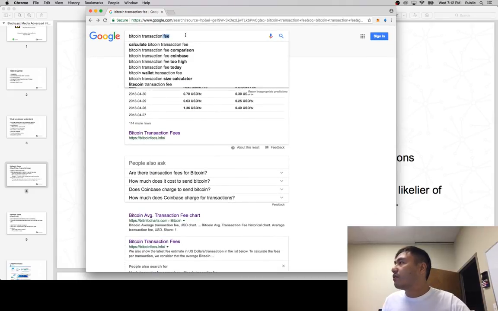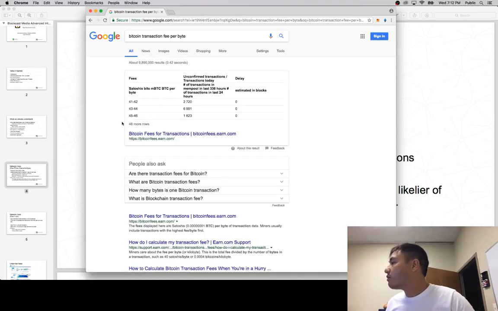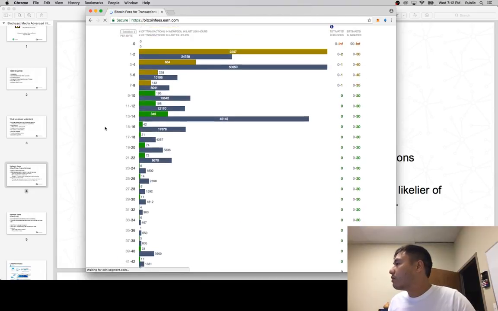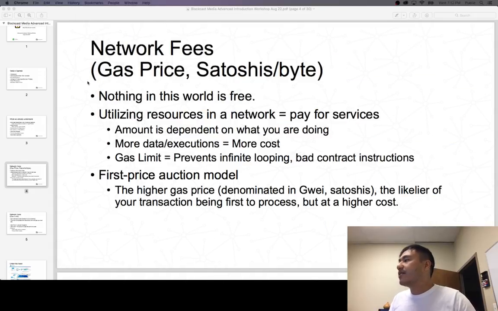Bitcoin transaction fee per byte will probably get you something right now. Bitcoinfees.earn.com will be able to tell you something a little bit better. So based on some of these blocks here, you can see generally what is a reasonable rate that you'll be paying. 9 to 10 Satoshis per byte right now would probably get you in about 0 to 30 minutes for your transaction to confirm. So that's an example of what the gas price is, and it works with that model.